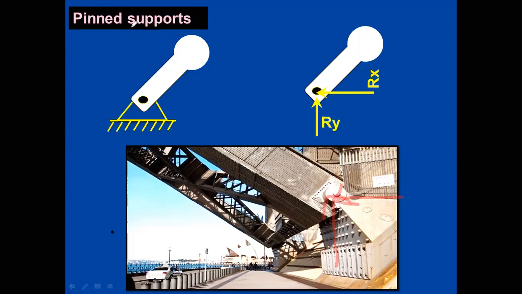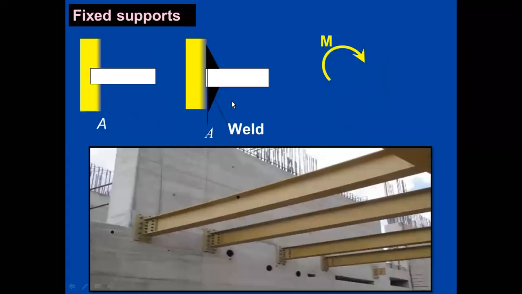So whenever we talk about a pinned support, remember that in a pinned support or hinged support, two reactions will develop against translation, that is, along the horizontal direction as well as along the vertical direction. So the next commonly used one is the fixed support.